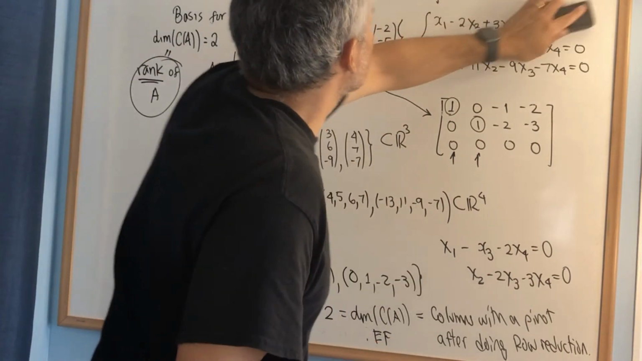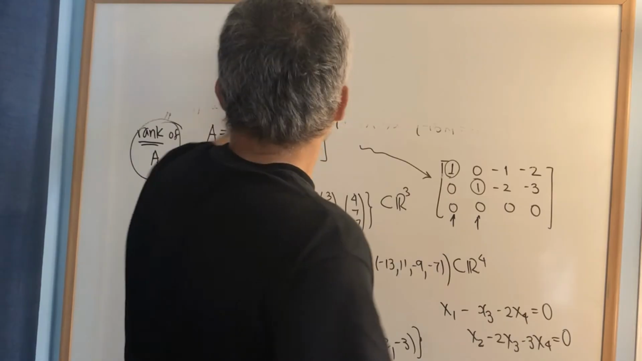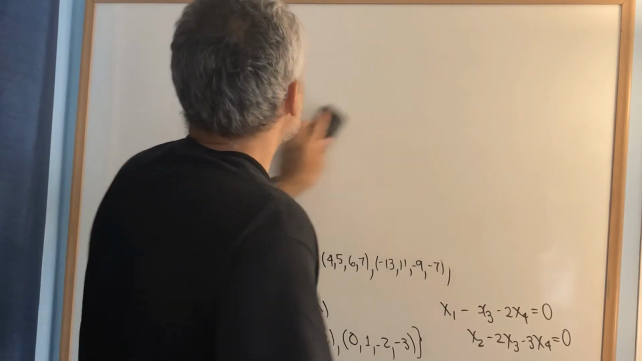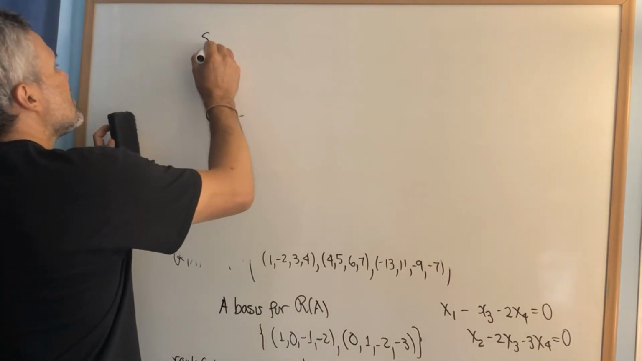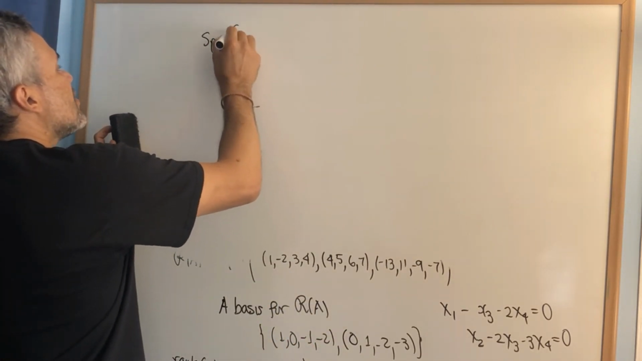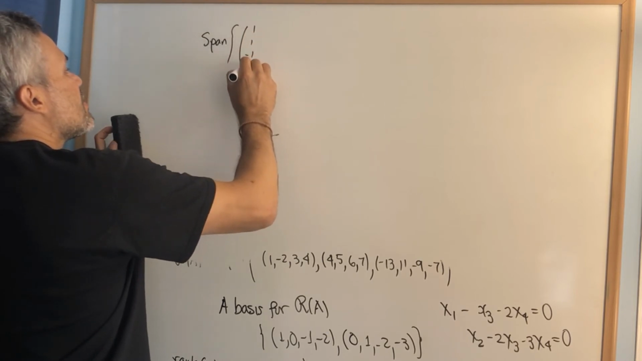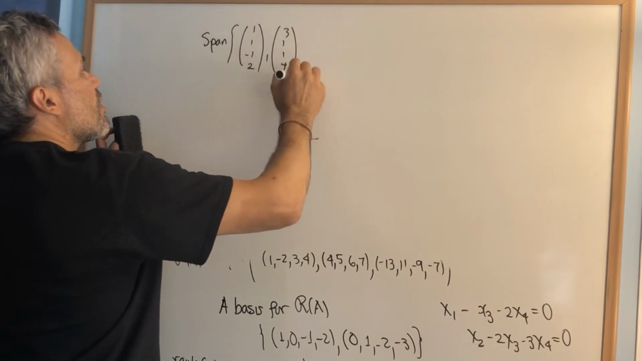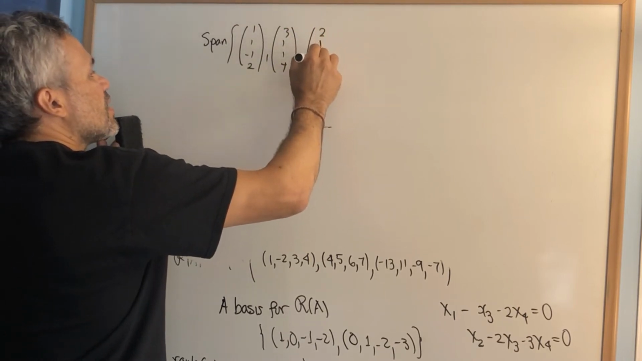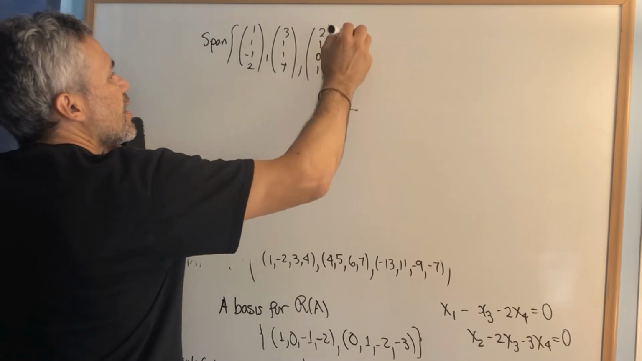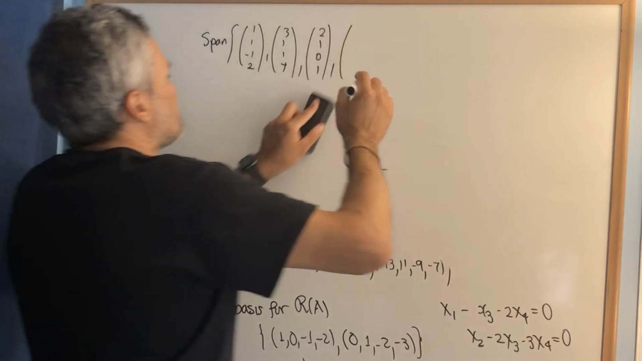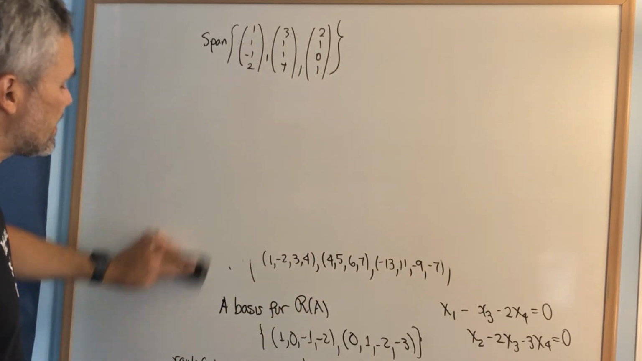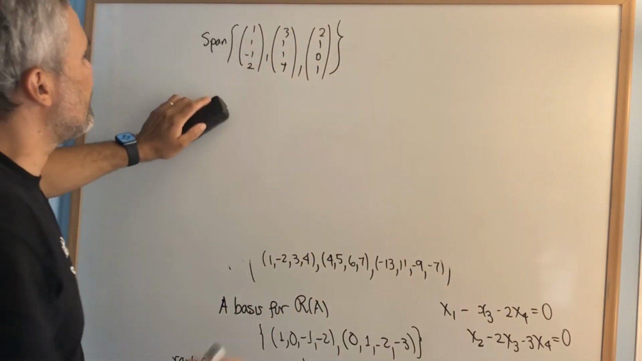Let's suppose that we are asked, find a basis for the span of these vectors. Let's suppose that you have the span of these vectors (1, 1, -1, 2), (3, 1, 1, 4), and (2, 1, 0, 1), and let's just say these three vectors. How do we find a basis for this vector space?